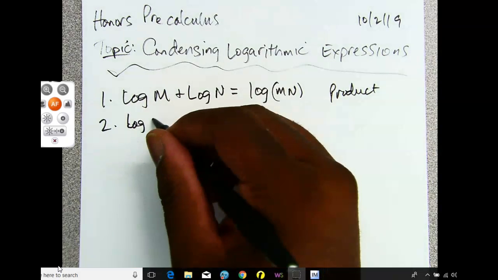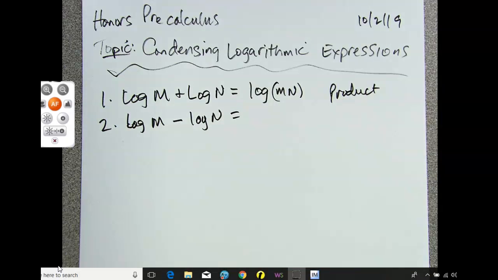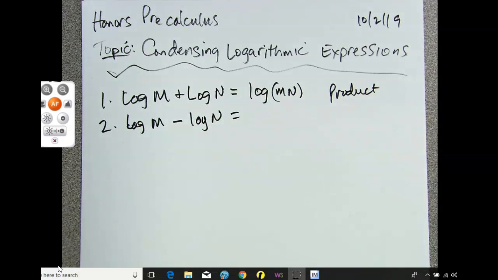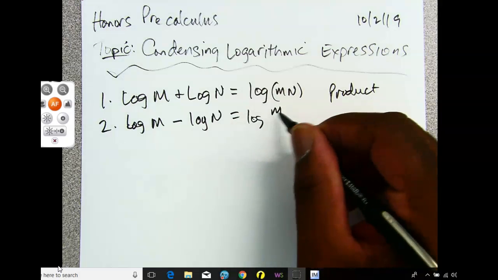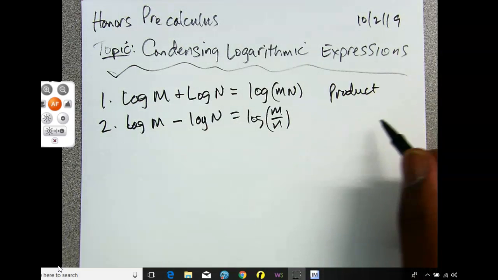So log of m minus log of n, what's that going to give us? Log of m divided by n. And which one of our rules was this one? That's our quotient.